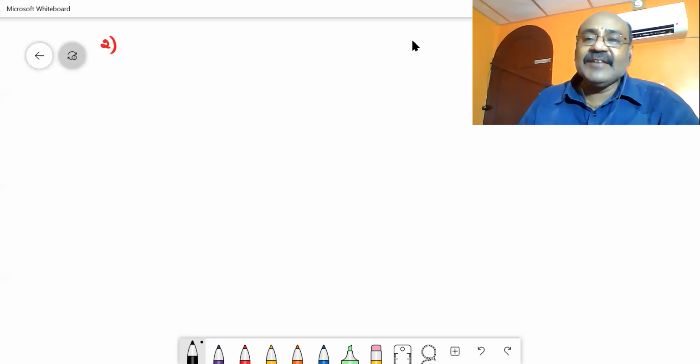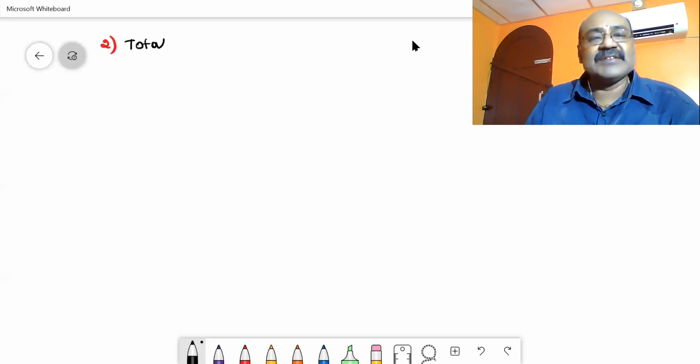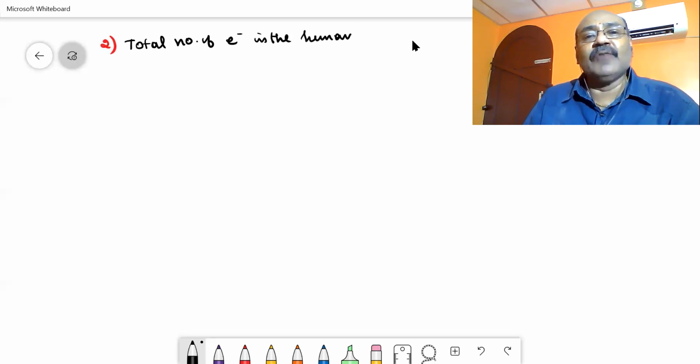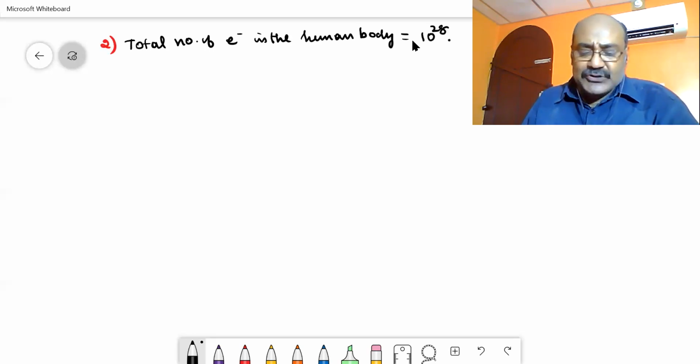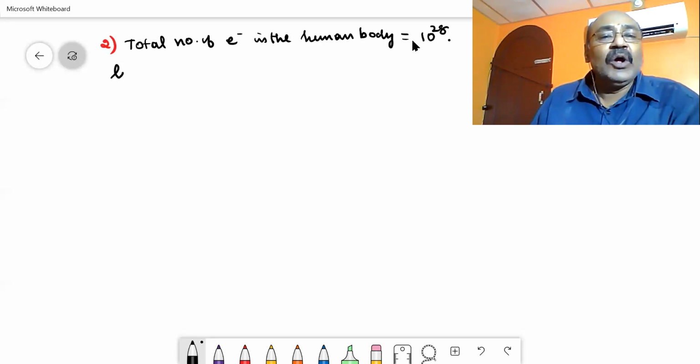See what is given? The total number of electrons in the human body. So let us consider the data. It was given that the total number of electrons in the human body is equal to 10 power 28. Suppose due to some reason you and your friend lost 1% of the electrons. So, the lost amount of electrons.